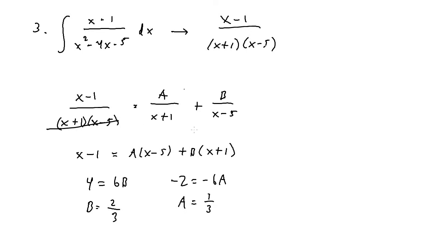So going back to our decomposed model here, we can plug in our terms. So a is obviously 1/3, so we have 1/3 over x plus 1, plus b is going to be 2/3, so 2/3 over x minus 5.